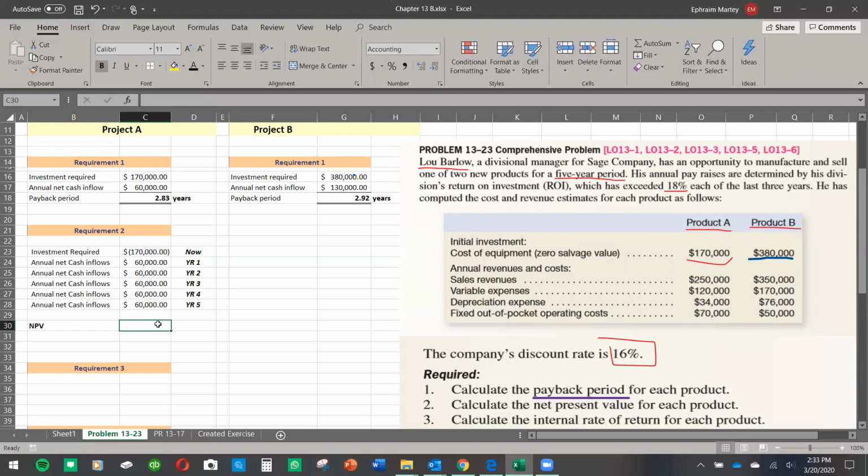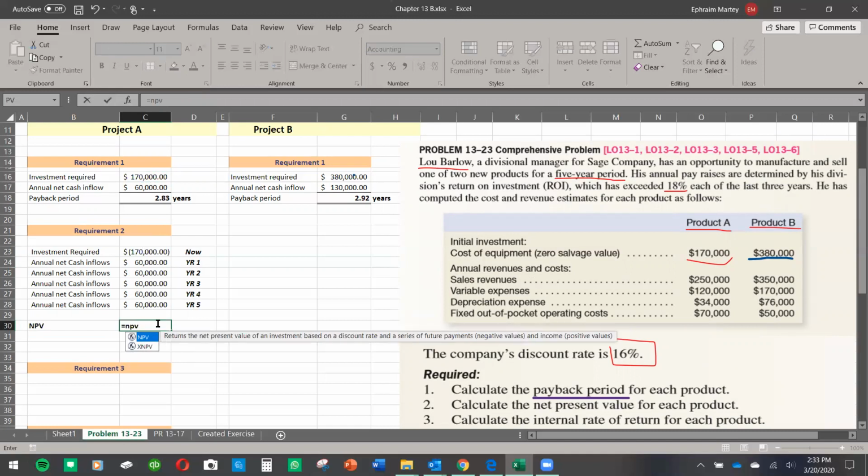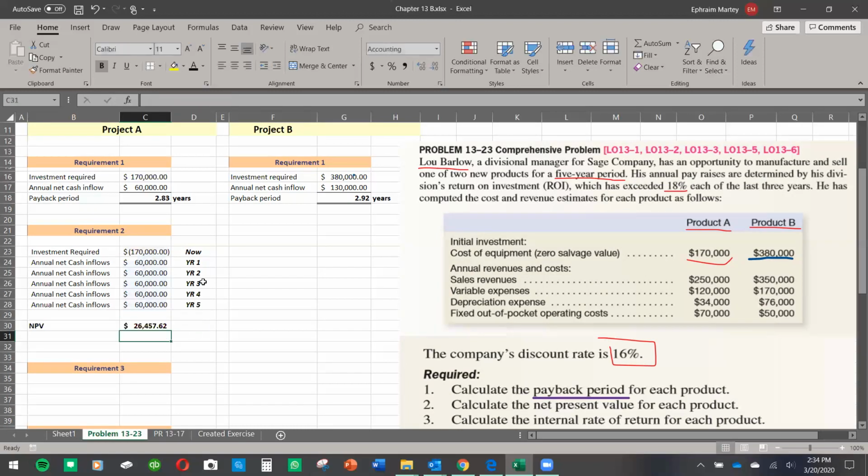This is how you compute net present value. You put equal to, you type in NPV, and Excel knows what you mean by that. So you open parentheses, okay? What is the rate? The rate here is 16%, which is not the 18%, but 16%. 18% is the ROI that the manager has had from the return on investment, but it's 16%. So we type in 16% here, we type comma, and then we select all cash inflow for the period. We close the parentheses plus 170,000, that is the investment required.